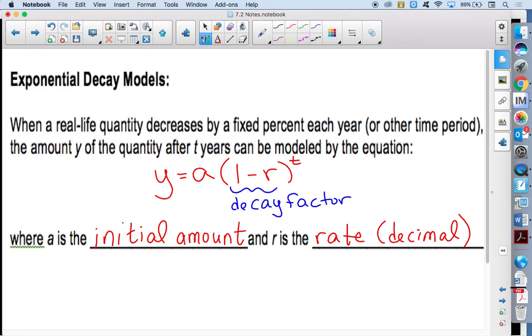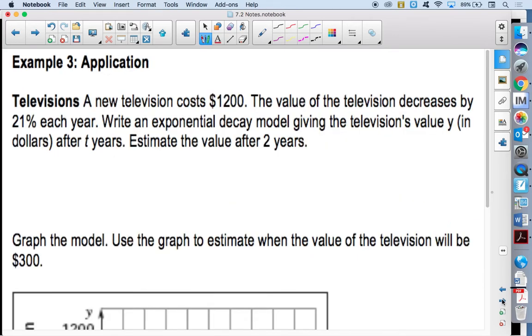So we're going to do just the problem at the top of the next page. Tomorrow we'll come back and finish some of the notes. But if you look at the top of the next page, it talks about a TV. So a new TV costs $1,200. Doesn't tell us what size TV or what kind, but $1,200 for the TV, probably a decent TV. The value decreases by 21% every year. Right, an exponential decay model giving the TV's value y in dollars after the number of years, however many years we're looking at. And then the next part says estimate after 2 years.